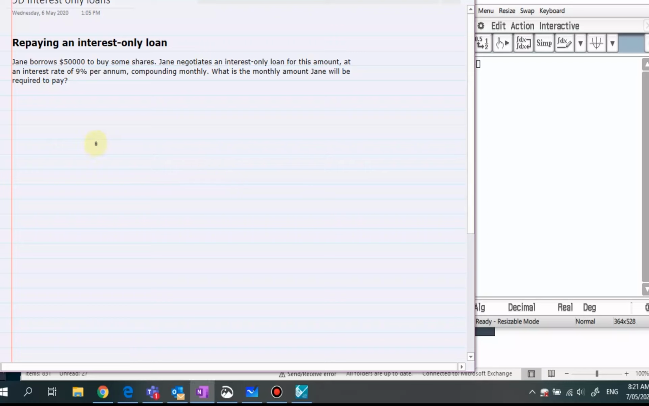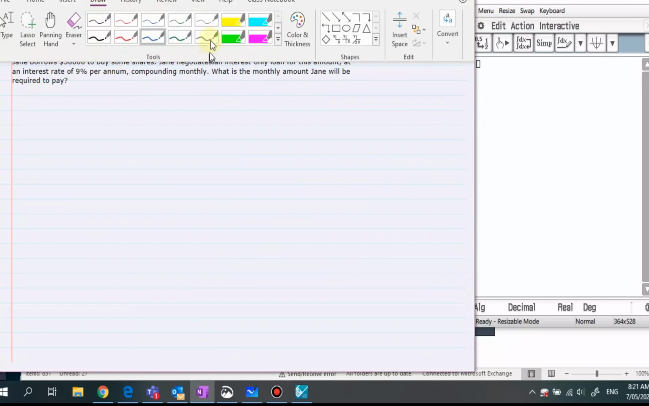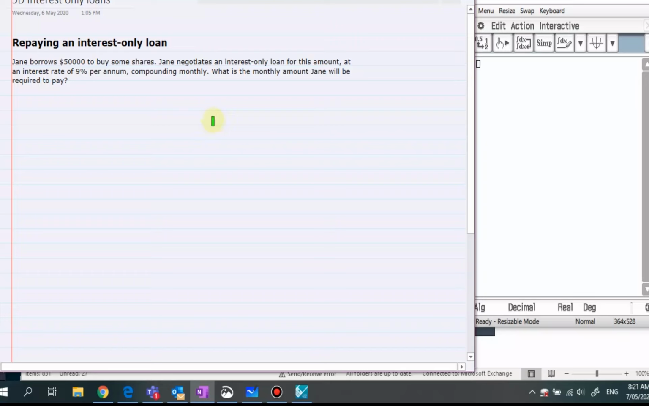Good morning, everyone. Today we're looking at interest-only loans. So these loans, as the title says, look at a loan where only the interest is paid. So we don't pay down anything on the principal.